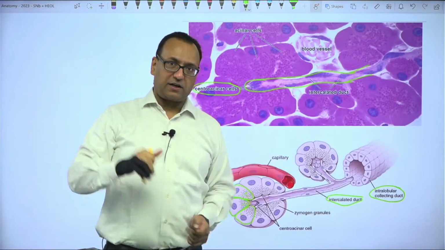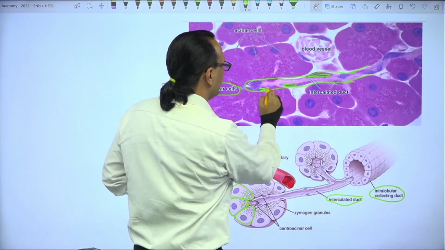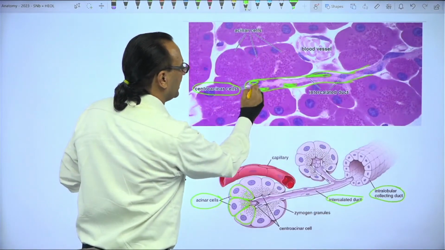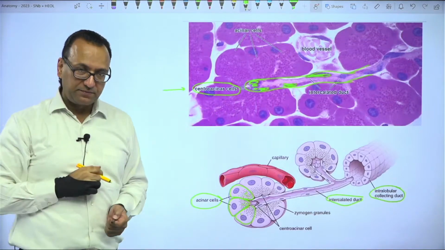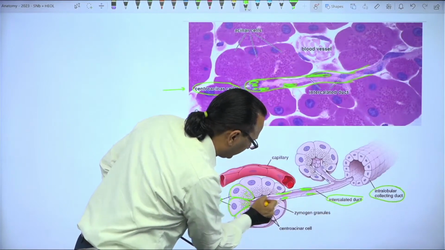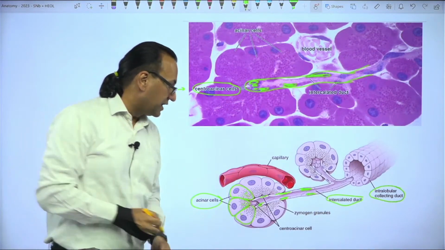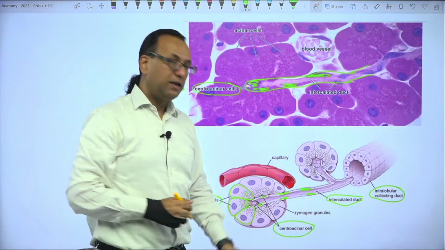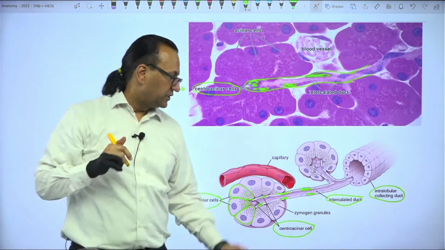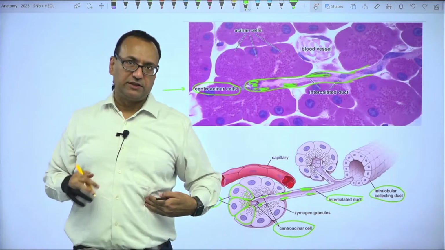The cells of the intercalated duct, which have flat nuclei, somehow enter the acinus and are called centroacinar cells. The flat cells of the intercalated duct enter the center of the acinus, that is a centroacinar cell, and centroacinar cells are a typical finding in pancreas, not seen in parotid. Parotid gland does not have centroacinar cells. Centroacinar cells are seen only in pancreas if you compare the two.